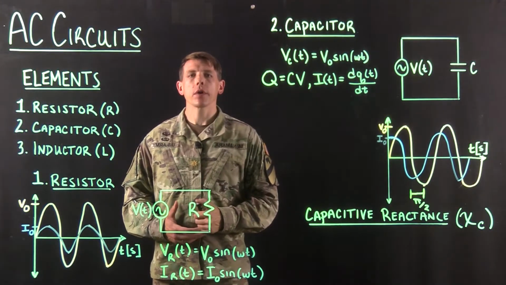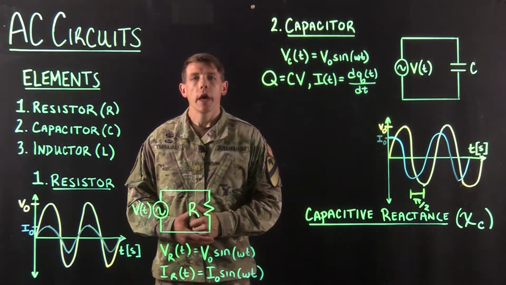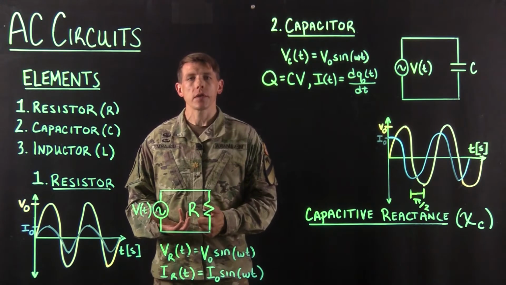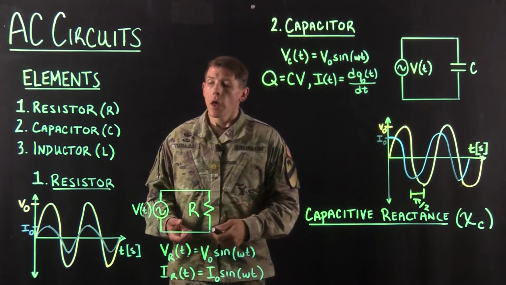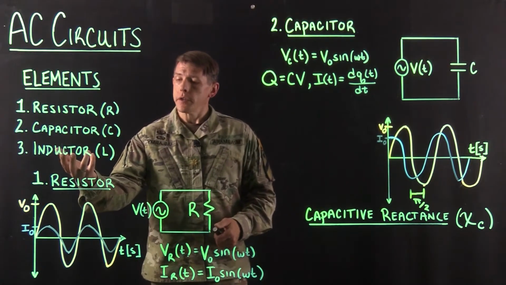Hey physics fans, today we're going to continue our discussion on AC circuits by discussing the three circuit elements that you're going to see in this course when tackling AC circuits. The resistor, capacitor, and inductor.